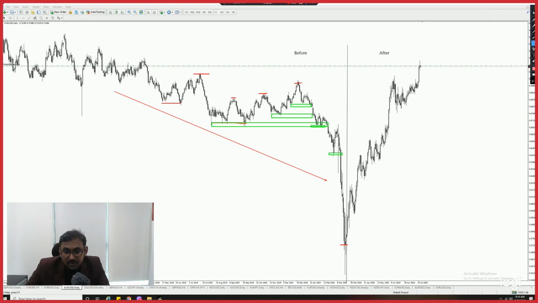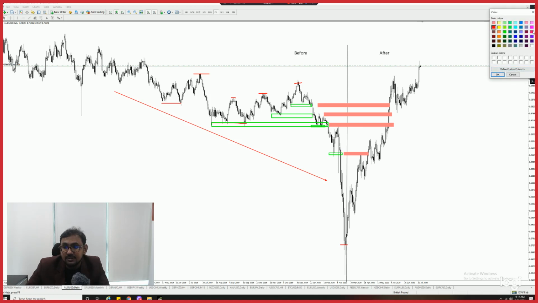So since support is here, this is the area where they go to sell. Now where is their stop loss? Those who sell at this level, their stop loss will be exactly here.